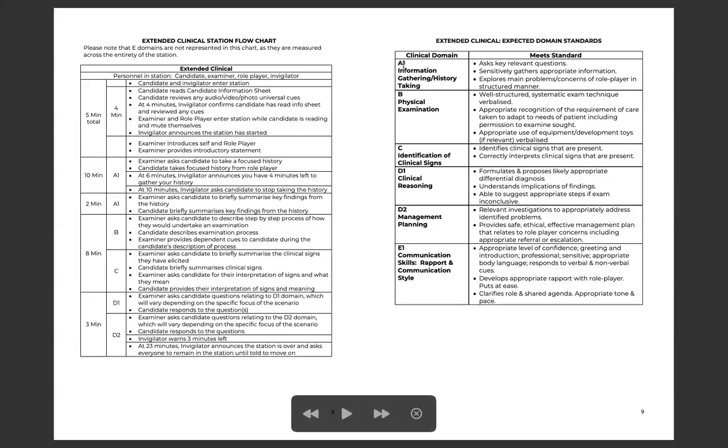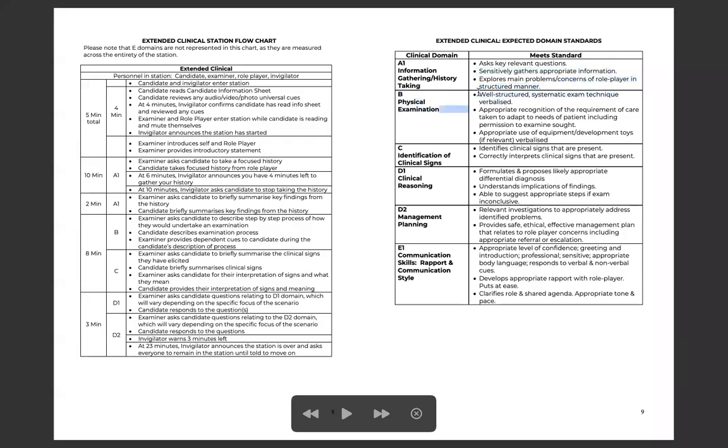Next, we'll go for what is A, B, and C. In A, when you will be given time to take the history, what should you do? Ask key relevant questions, sensitively gather appropriate information, or you should take the focused history which is most relevant. Explore main problems and concerns of the role player in a structured manner. Chief complaint and the concerns is very important.